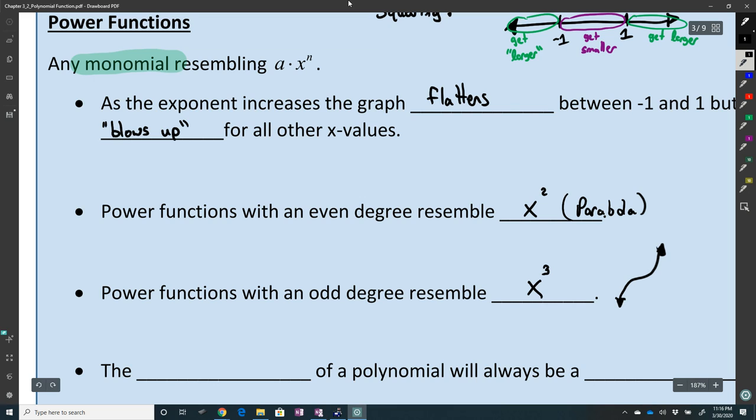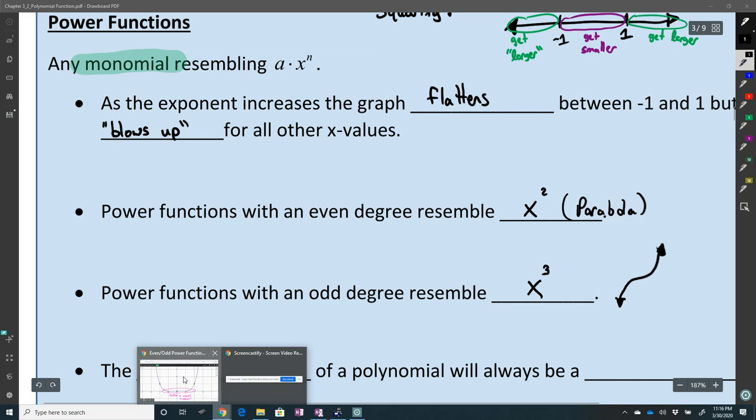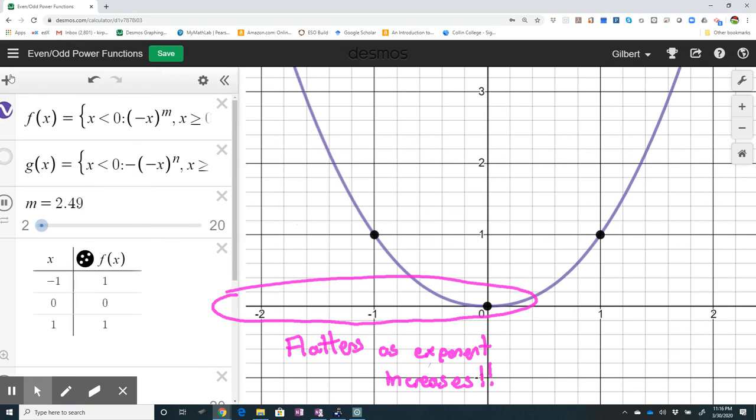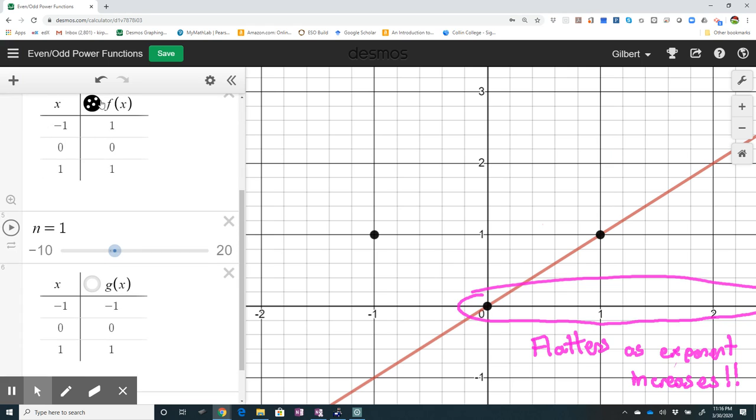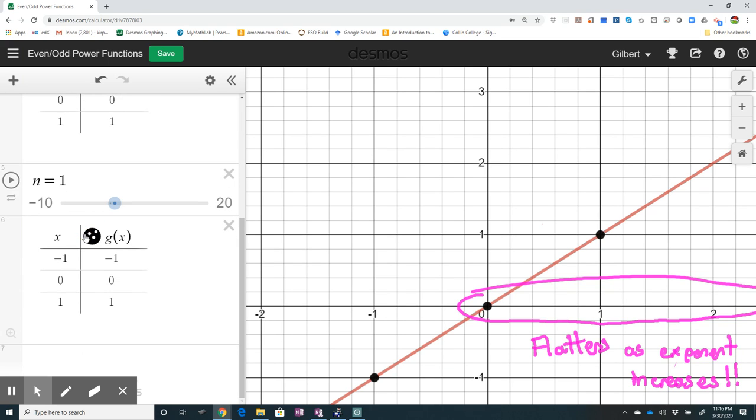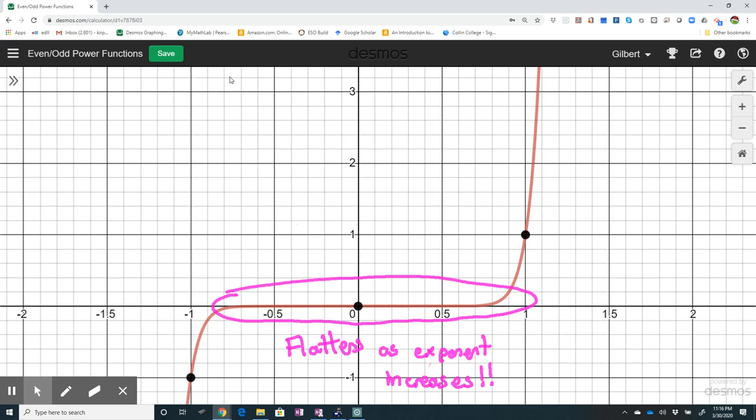And let me show you those on Desmos. So clicking on this, let me pause that. Click on this one, that one, that one. There we go. All right. So this is the odd power functions.